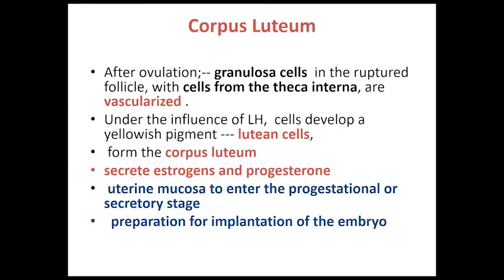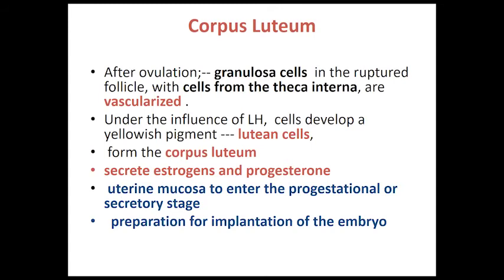Then the corpus luteum. After ovulation, granulosa cells in the ruptured follicles, with the theca interna, are vascularized. Under the influence of LH, the cells develop a yellowish pigment. These are called the lutein cells. So that forms the corpus luteum and secretes estrogen and progesterone. And this estrogen and progesterone is going to act on the uterus.